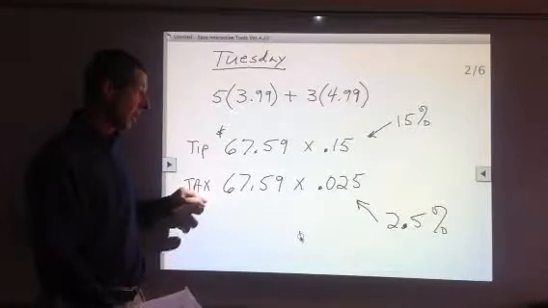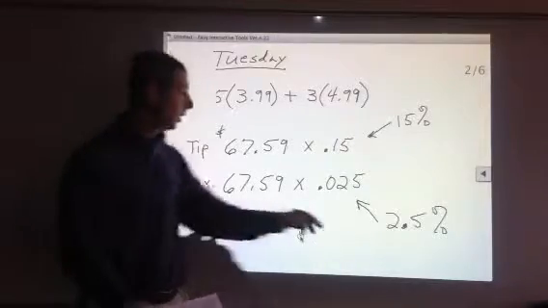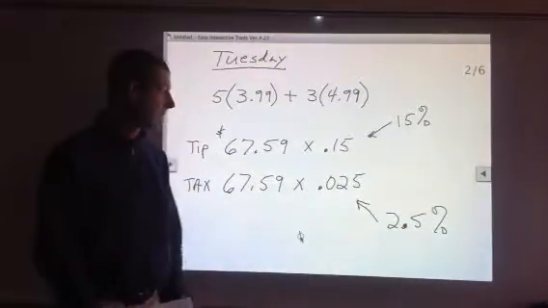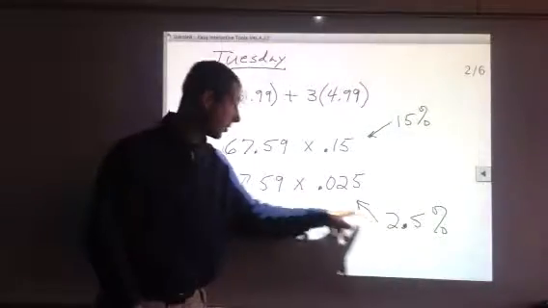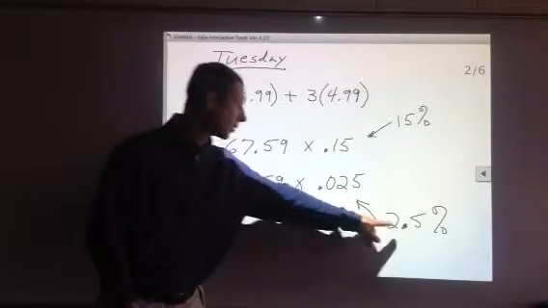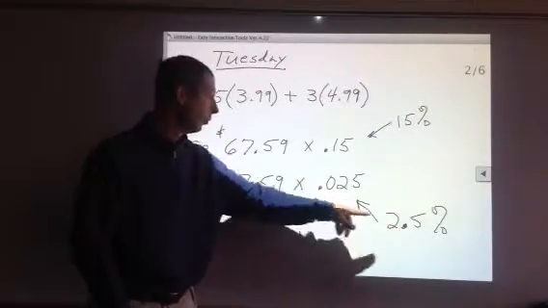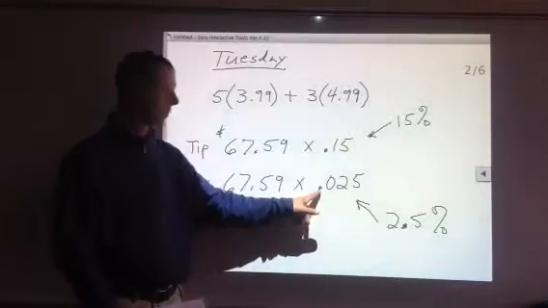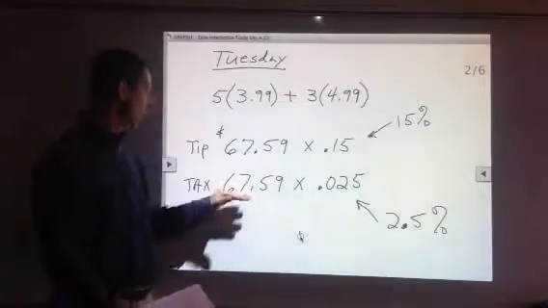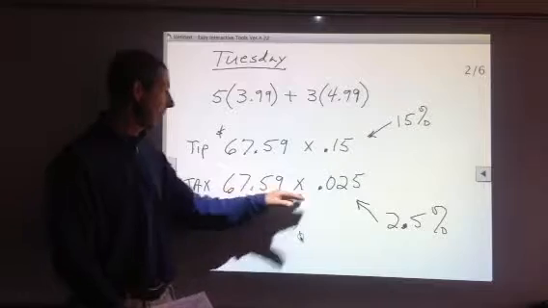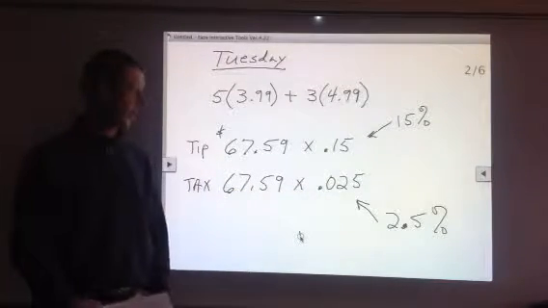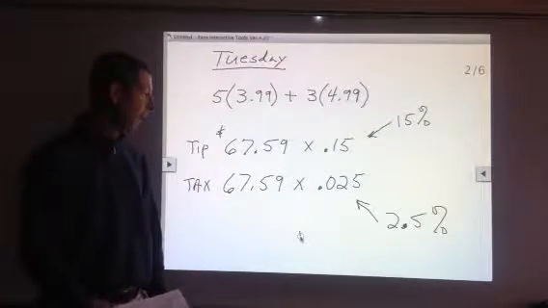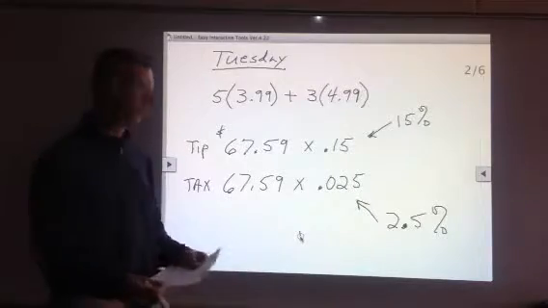The tax on the bill or on the food was 2.5%. Okay, 2.5% as a decimal. You back your decimal up 2 places to remove a percent sign, so that puts the decimal right here. So now you got the bill, $67.59 times 0.025, and that would be the tax on that bill.